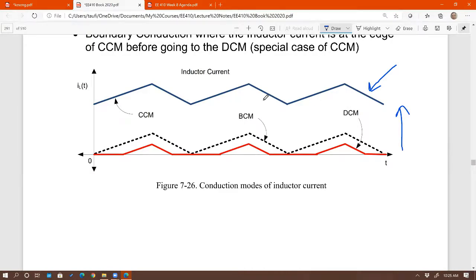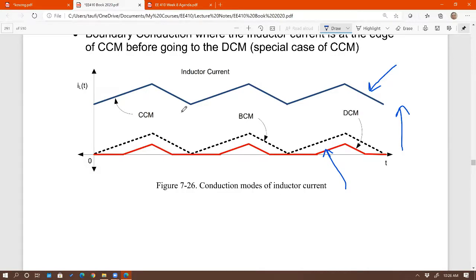As opposed to what? As opposed to the red one right here, that's discontinuous conduction mode. Why is it called discontinuous? Because you can see clearly from here, the current through the inductor goes to 0, stays at 0. Goes up again, goes down, and then stays at 0 again. So that's discontinuity in the inductor current. So the red one is called discontinuous conduction mode, DCM.